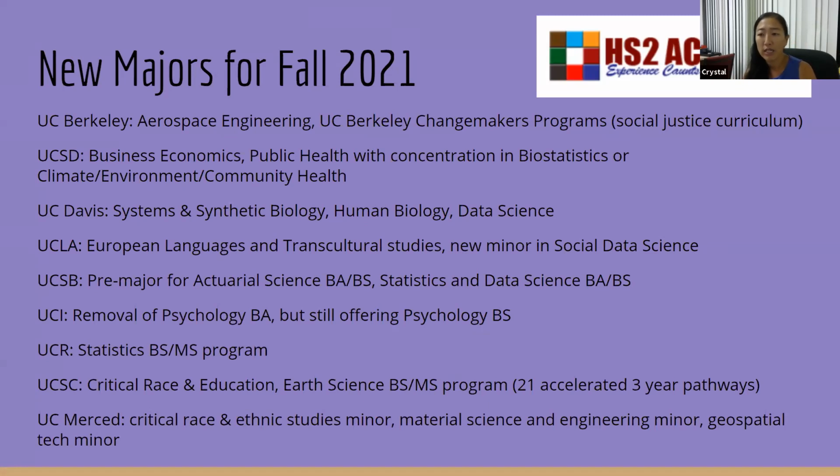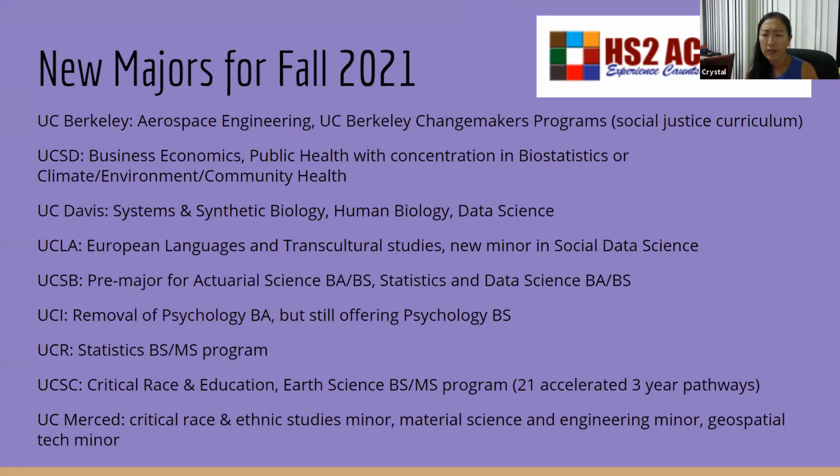The UCs are also really adapting to what people need. So as you can see, a lot of them have added a data science program. UCSB has statistics and data science, and they also did an actuarial science as well. So if students were having difficulties finding majors related to business or computer science or certain types of engineering at a lot of these UCs, that's going to be less of a problem moving forward as they continue to add more.